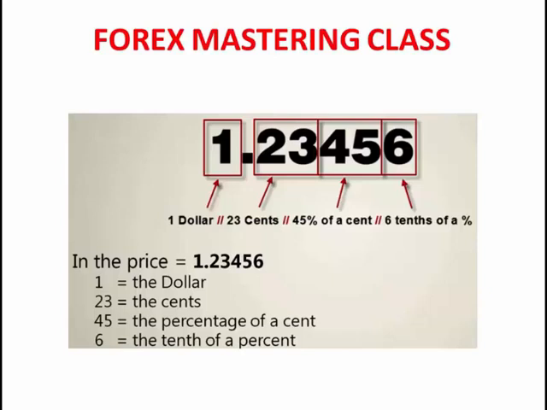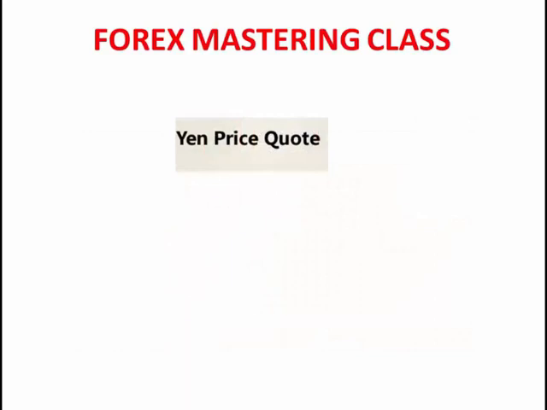So when you're talking about pips, if the market moves from 1.33456 up to 1.33466, we say the market has moved 1 pip. So the value at the back is not always counted. It is the second to the last, which is the 4th one after the decimal place, that is counted. It can either go up or come down.